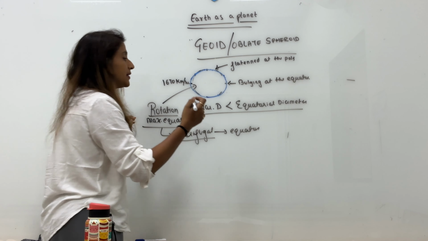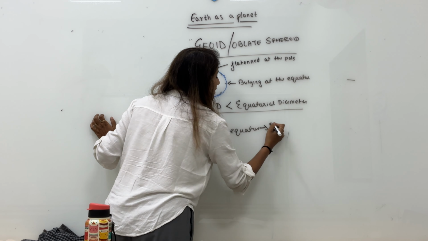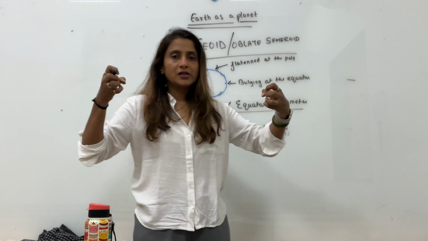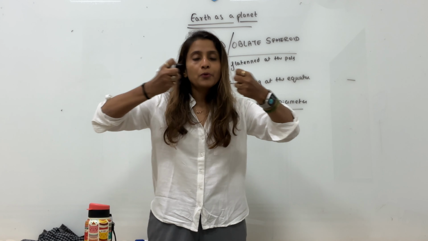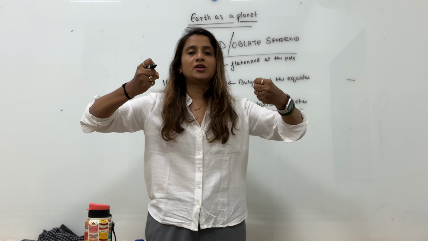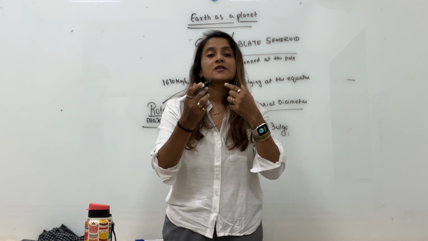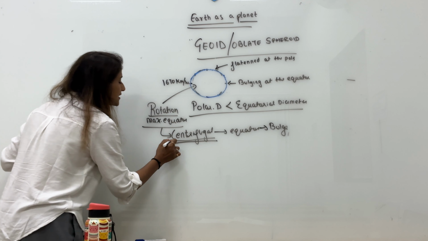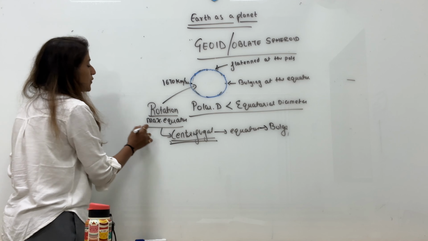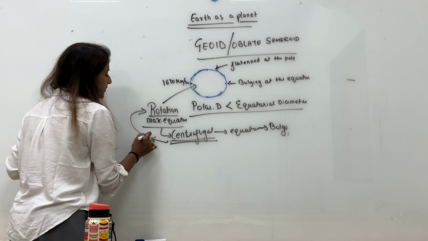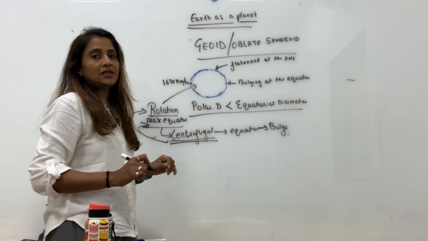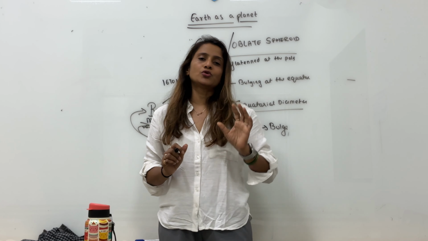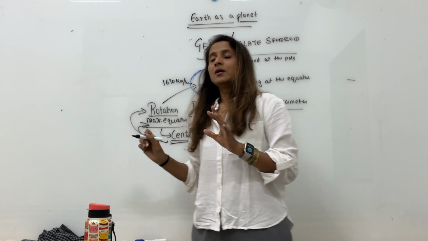So a force is created at the equator which causes the equator to bulge out. This force causes the bulge at the equator. Who causes this bulge at the equator? Centrifugal force. And who is responsible for the centrifugal force? Rotation of the earth, whose speed is maximum at the equator. So this is a very, very important answer which you should know properly.